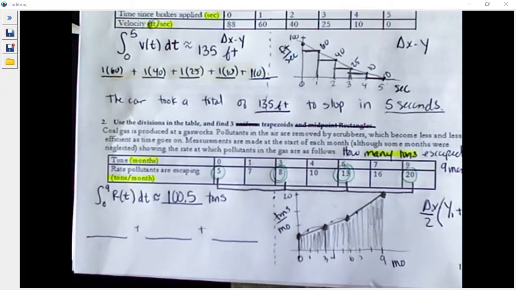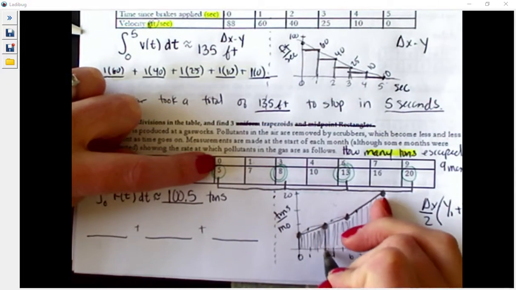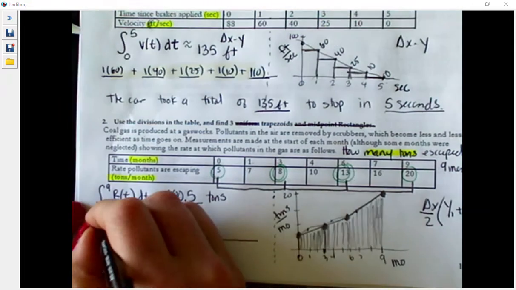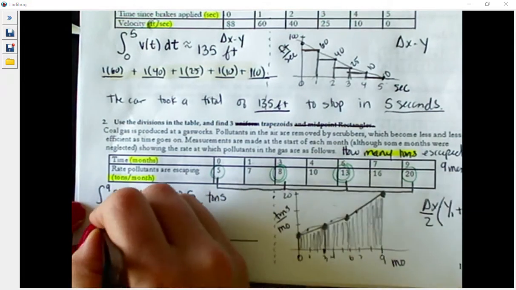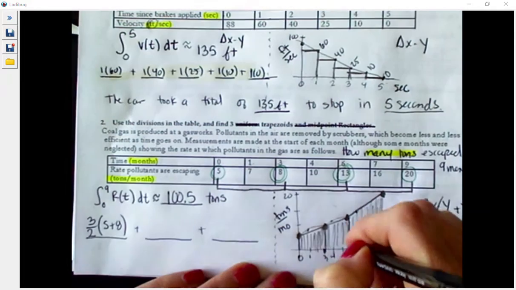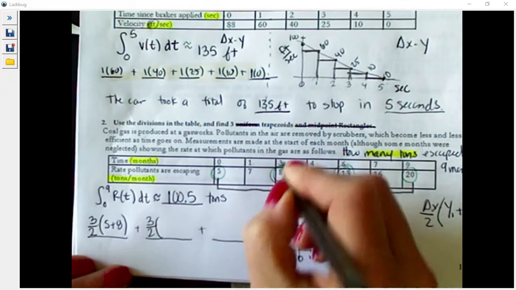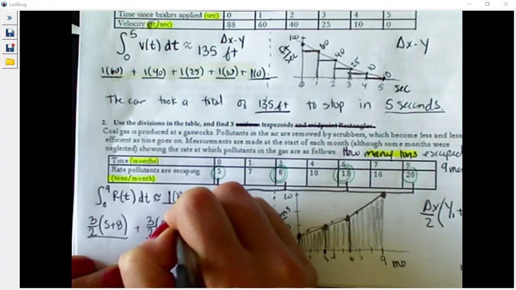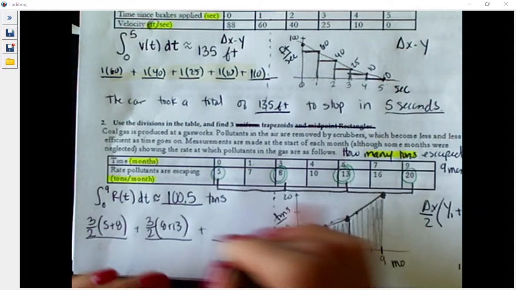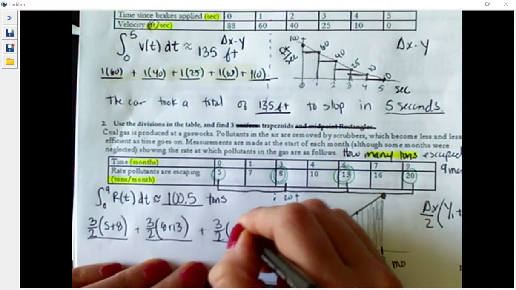Okay, now my delta x. You got to actually look at it. From 0 to 3. So my delta x is 3 over 2. 5 plus 8. My next trapezoid. 3 to 6. 8 plus 13. My next trapezoid. 6 to 9. 13 plus 20.